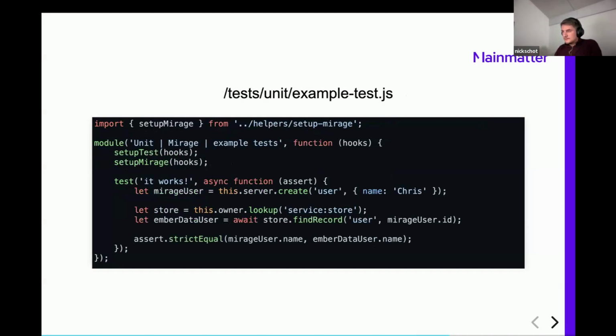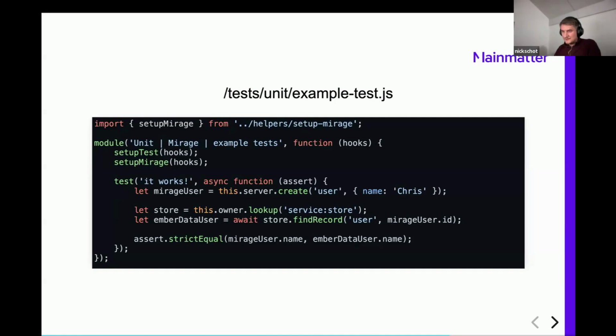And then in your tests, it's really just as usual. You import your setupMirage helper that we just created. You call it at the top of your QUnit module. And then it's identical to old-fashioned Mirage setups. We can create models in our server. We can request them with the Ember Data store and run assertions.